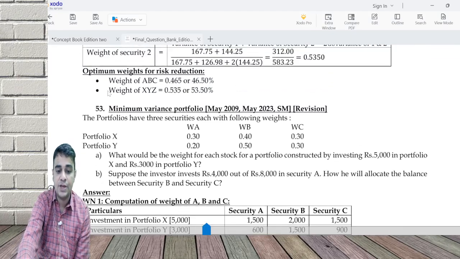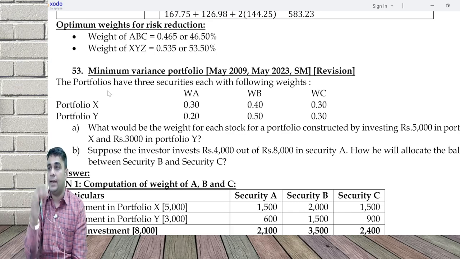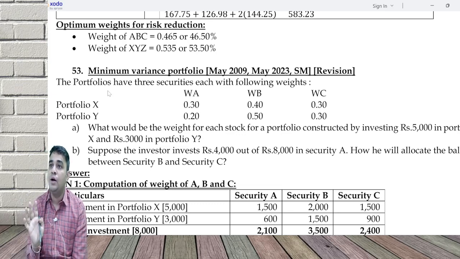In an exam situation, they gave something like this. To me, this is a very simple question, but again, I'll have to form an equation. Look at the weight of C. What do you see there? Same, which means it is not going to react at all. You change anything for A and B, C will only be 0.3.